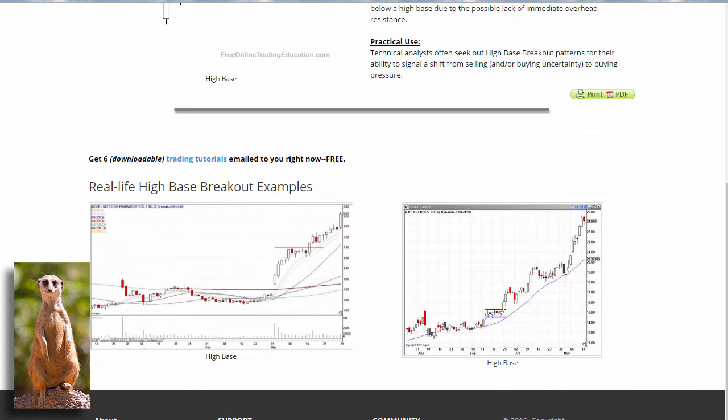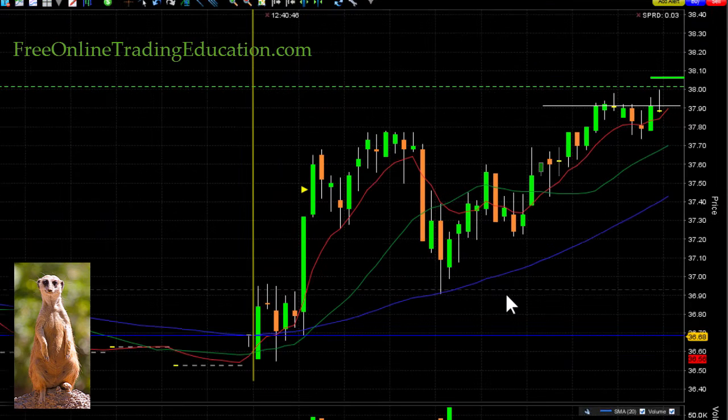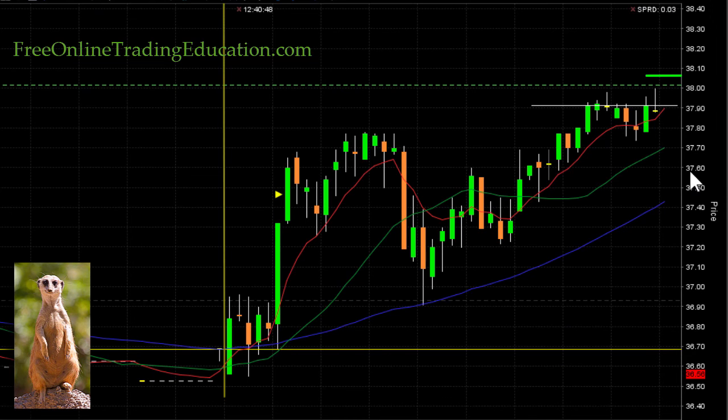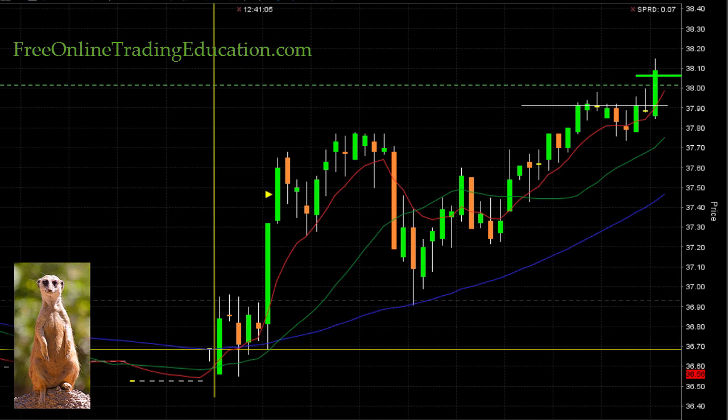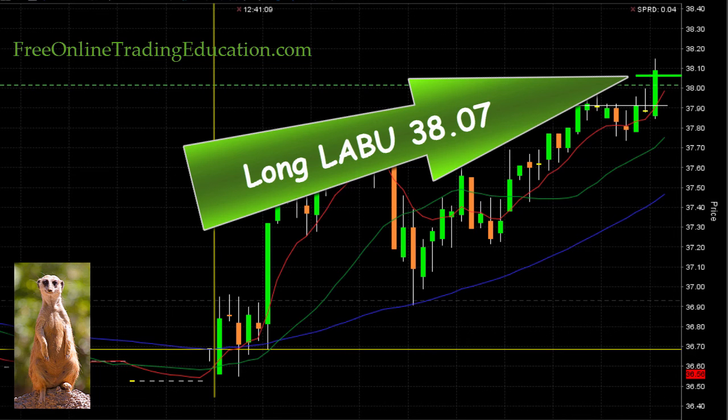So let's go back to the LABU, and here it was high basing right here at the 37.90, just below the $38 mark, and right here this is the R1 pivot line. So I'm going to set a trade just above there, let the market come to me, and let's see what happened next. If it breaks out, I'm in. If it falls down, I'm not. And sure enough, it pops up there, and I'm in at 38.07. I am long on LABU.